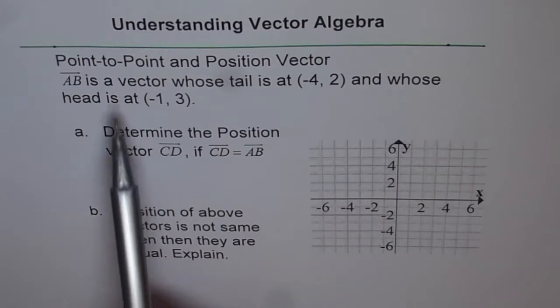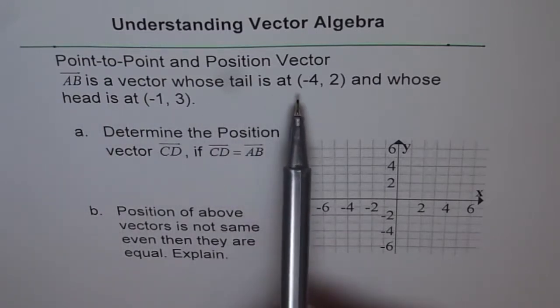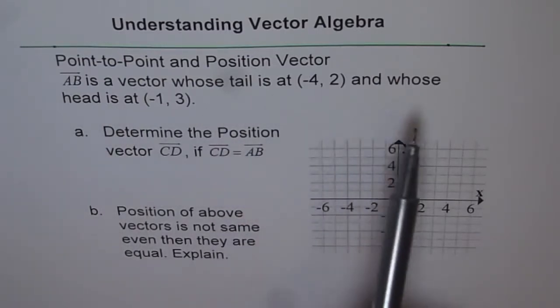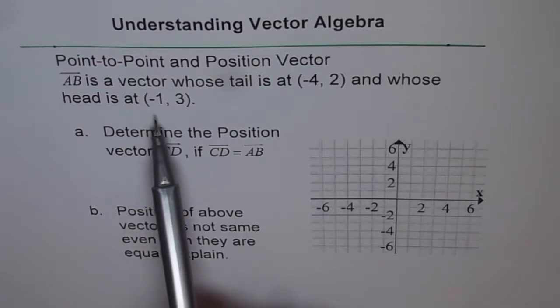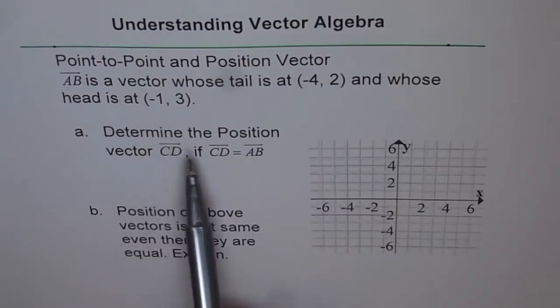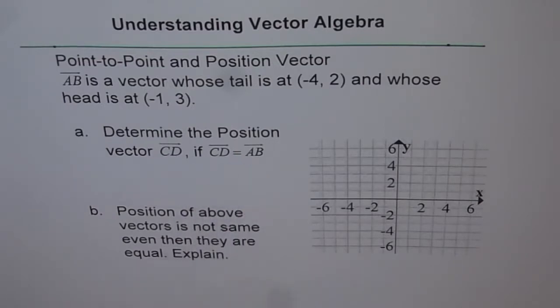AB is a vector whose tail is at -4, 2 and whose head is at -1, 3. Determine the position vector CD if CD equals AB. So that is the first part of our question. And the next part is: position of the above vectors is not the same, even then they are equal. Explain. So we'll answer these questions in this video.